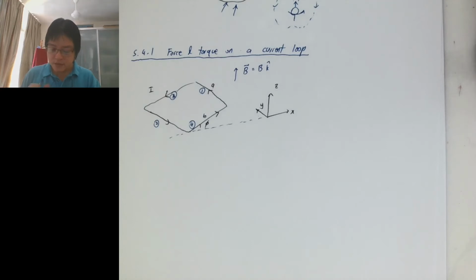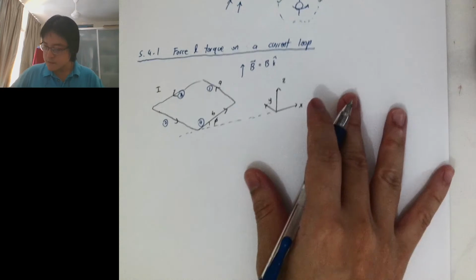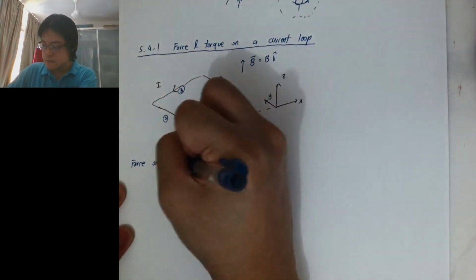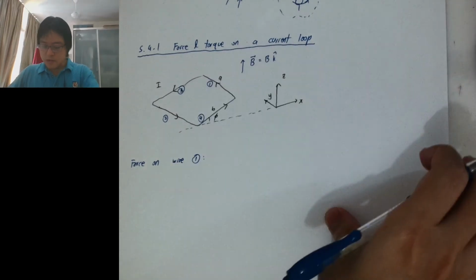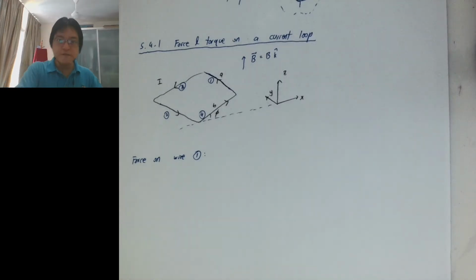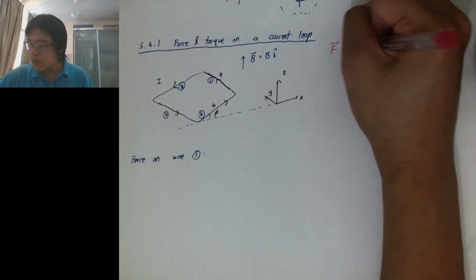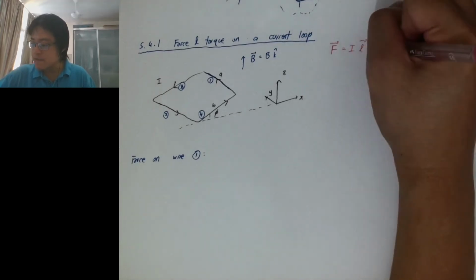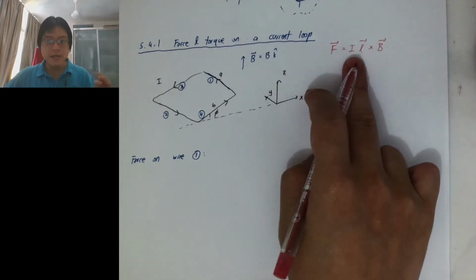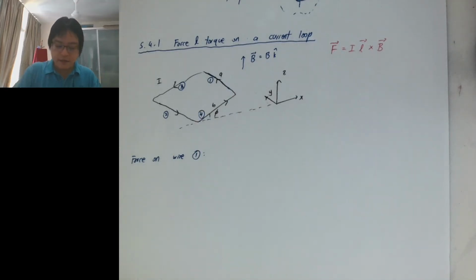Okay, so let us find the force on wire 1. How to find the force on wire 1? So my wire 1 is over here, right? Remember the equation to get the force acting on the wire: F equals I L cross B. Am I right? So we just need to figure out what IL is and what B is. B we know already, right? And then we just need to get the IL.